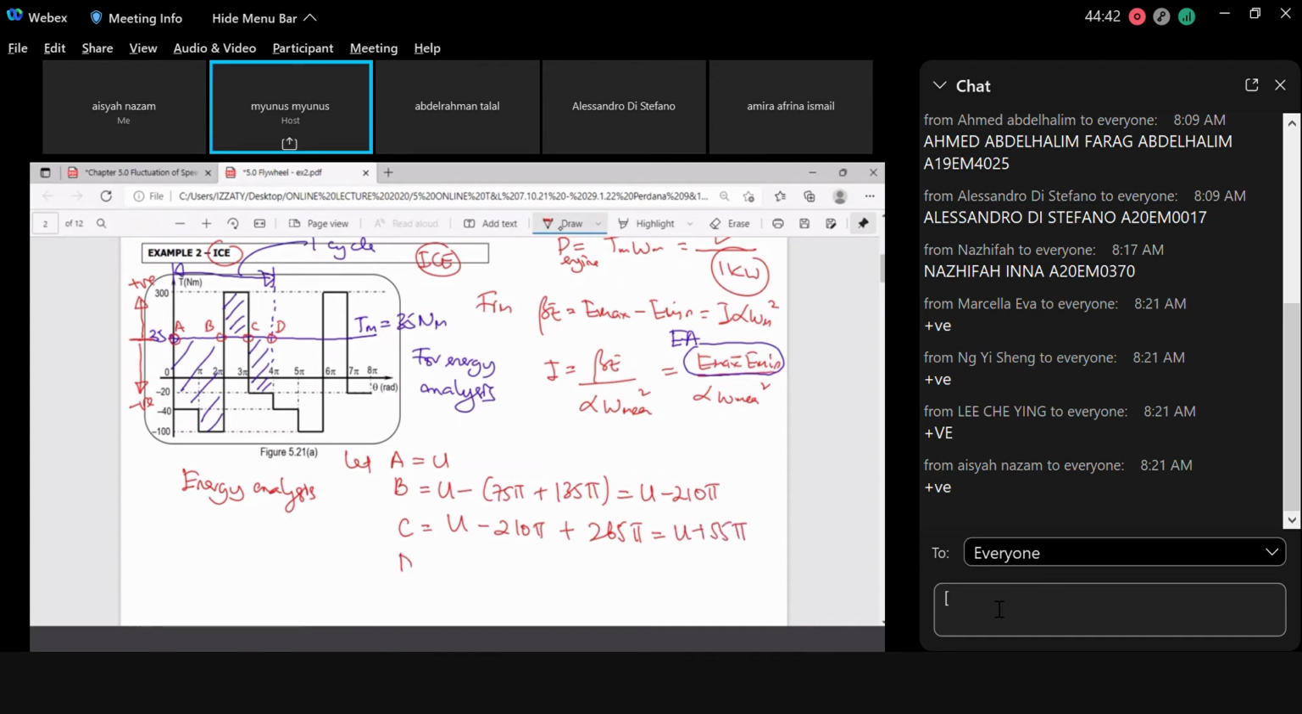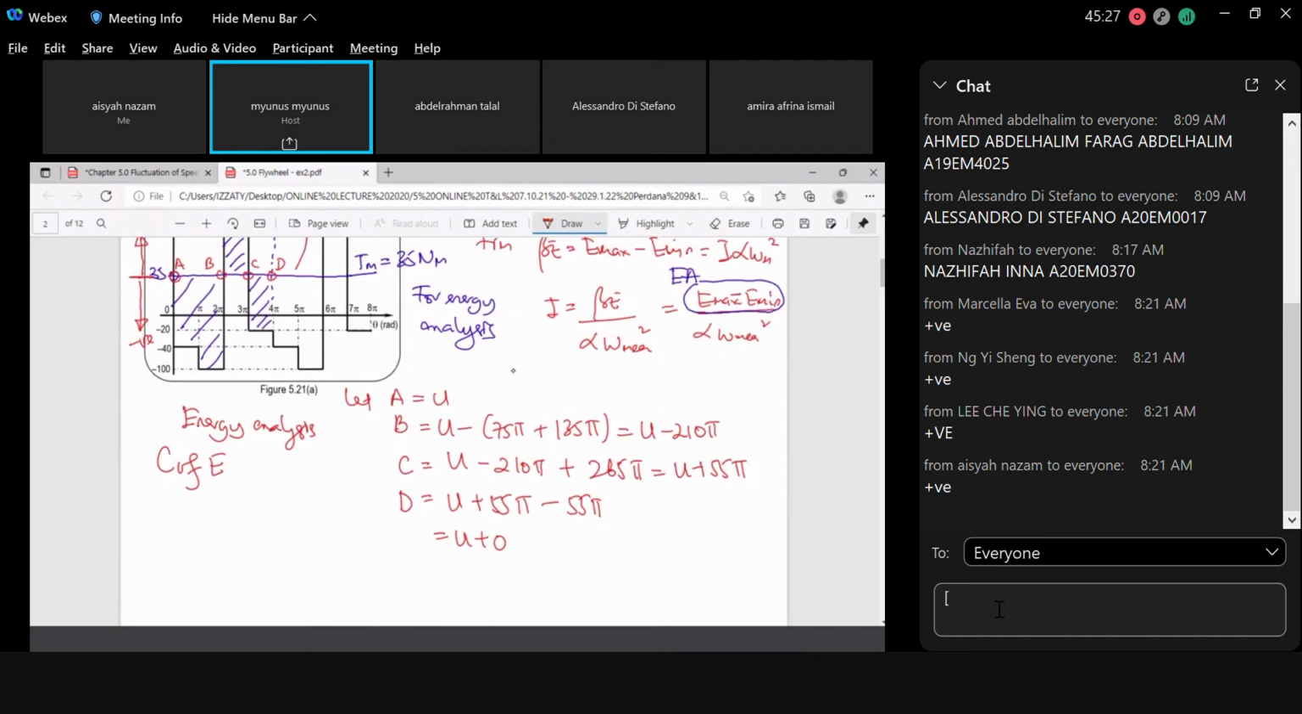Go to the next one, D. It is equal to U plus 55 pi minus 35 by 20, which is 55 pi. Now it is equal to U plus zero. You already know in your mind that we are doing this using the principle of conservation of energy, so this U equals zero. It is correct, because from U to U here, energy is conserved. Put it here: energy is conserved.